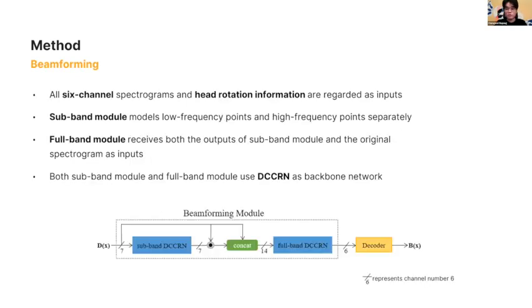After the denoising module, the 6-channel outputs will be concatenated with the head rotation information and fed into the beamforming module. There are 2 main parts in the beamforming module, the subband module and the full-band module. The subband module will model the low-frequency points and high-frequency points separately, while the full-band module receives both the output of the subband module and the original spectrogram as inputs, and refines certain unsmooth connections at the boundary of low frequency and high frequency, which is introduced by the subband module.